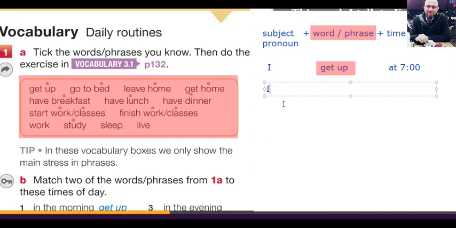So let's say here, I have breakfast, time, for example, at 8 o'clock. Okay, guys, so write all the sentences in this way. Start with I, put the word or phrase here. Here, word means like work, study, sleep. Live, there's no time for live, so you don't write it.